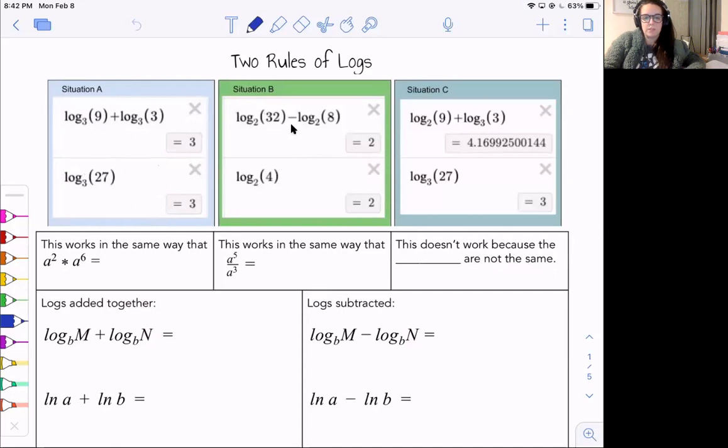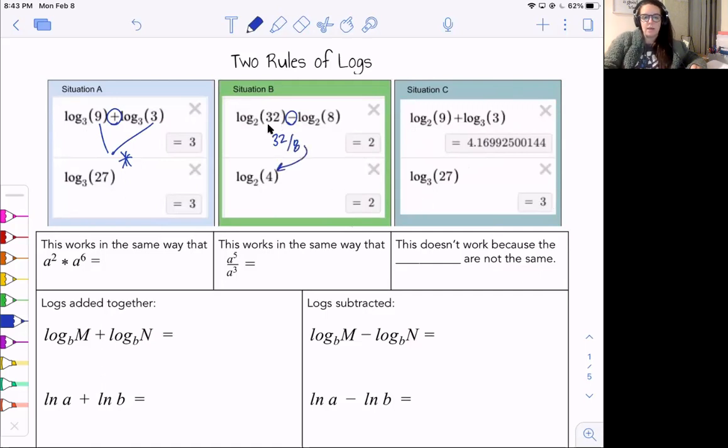See, the same thing is true here, but with subtraction, we see both of these equal 2. And then log base 2 of 9 plus log base 3 of 3 gives us this decimal, but log base 3 of 27 still equals 3. So you all broke this down a little bit for us, but basically what they're saying here is as long as we have the same base, we can multiply if there is addition. And if there is subtraction of logs, then we would divide, like 32 divided by 8 gives us that 4 there.